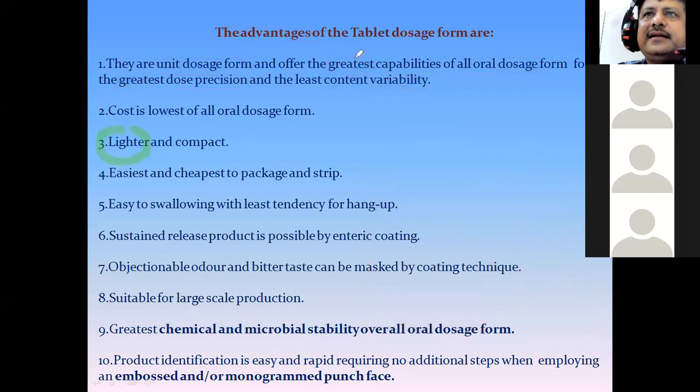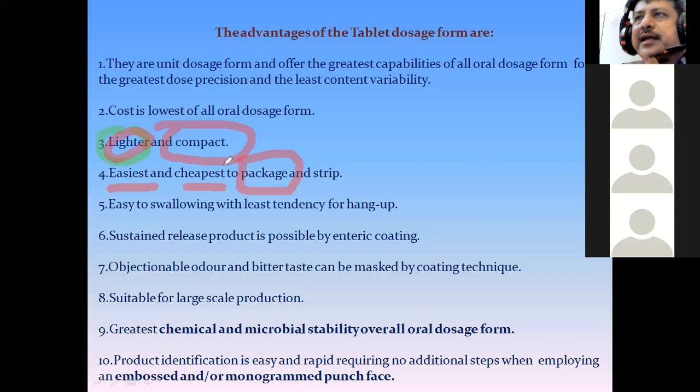So just now we have seen that they are lighter, as well as compact. They are easiest and cheapest to pack and strip. So you can present them in a strip packaging as well as blister packaging, which is one type of dosage form normally used for solid orals such as tablets and capsules. Then they are easy to swallow with a least tendency of hang up.